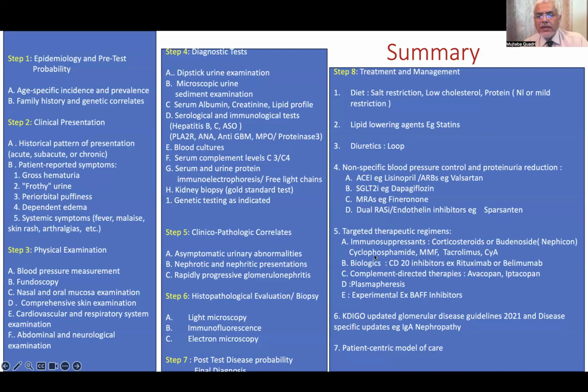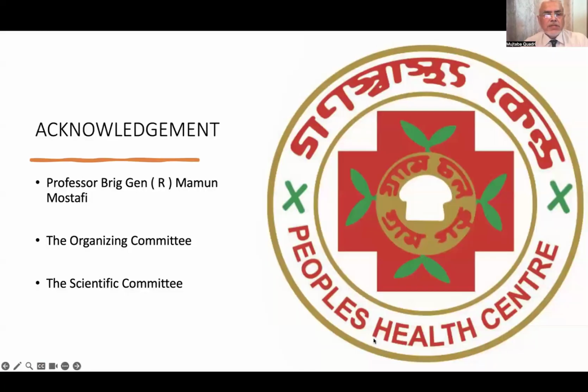corticosteroids or budesonide, cyclophosphamide, MMF, tacrolimus, or cyclosporin A, biologics like CD20 inhibitors, for example, rituximab, or belimumab in the case of lupus here, complement-directed therapies like avacopan or iptacopan, like in ANCA vasculitis, plasmapheresis, and TTP, experimental like BAFF inhibitors in IgA nephropathy, and look at the updated guidelines, and regularly have a patient-centered focus.